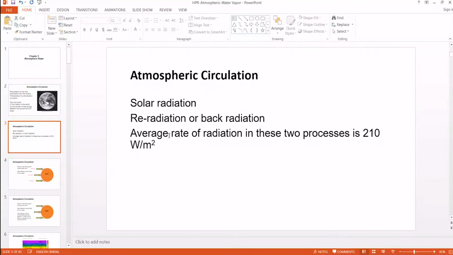So you know that Earth receives solar radiation, and out of 100 units, it absorbs 51 units, and these 51 units at a later point of time are again transferred back to space. So this is called back radiation or re-radiation. In this process, the average rate of radiation is equal to 210 watt per meter square. So on a unit area, the average rate of radiation is 210 watt per meter square.